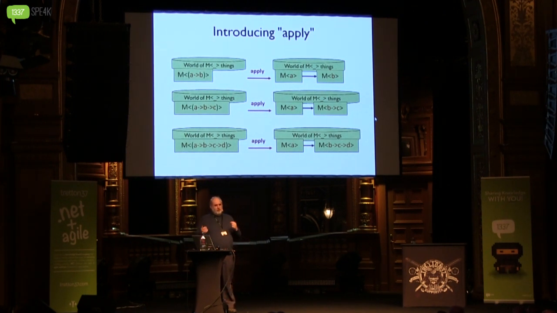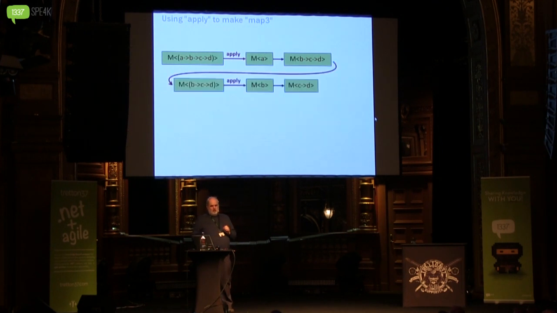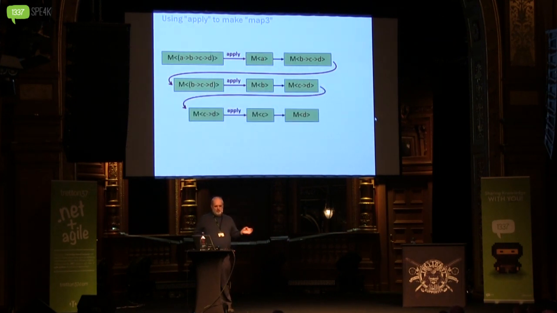But what you can do is keep using it over and over again. So let's say you have this ABCD, you do apply and you pull out the MA, and you've got this BCD left. And then you do apply on that, and that pulls out the B, and now you've got a CD left. And then you do apply on that, and now you've got the C pulled out, and now you've got the D pulled out. So what you've done is turn a function with all these parameters into a series of MA, MB, MC, MD.